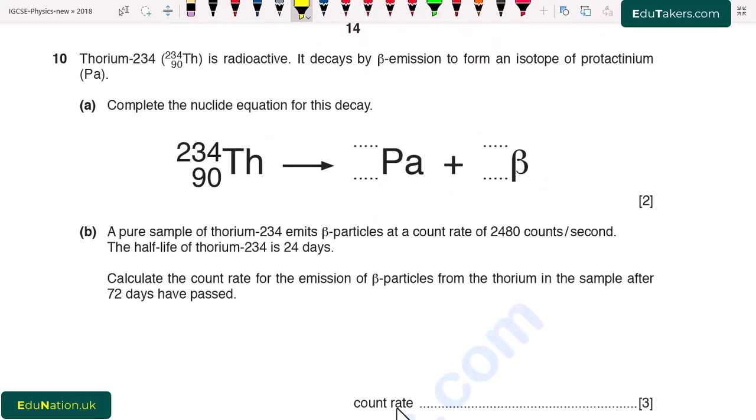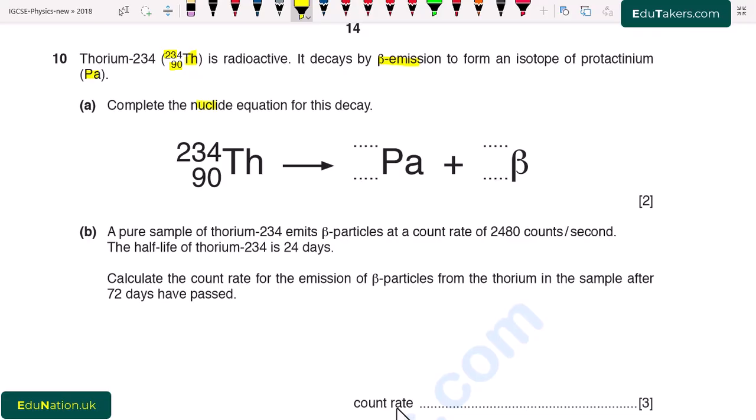Question number 10. Thorium-234, whose symbol is Th and atomic number is 90 while the mass number is 234, is radioactive. It decays by beta emission to form an isotope of protactinium, Pa. Part A. Complete the nuclide equation for this decay.